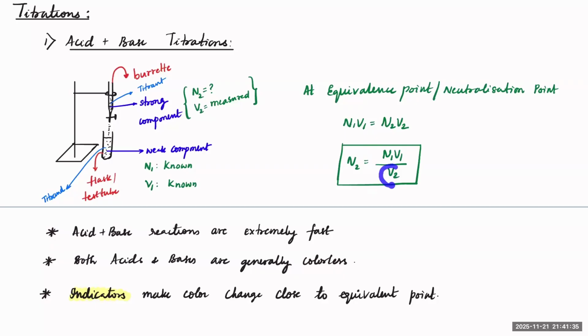So here V2 is measured after the titration is done. But now the question is, if I have to measure V2, I need to know when to stop, right? That means I just have to open the tap, and as it starts mixing, you just need to know when to stop. And once you stop, you can measure V2, and thereafter you can calculate N2.